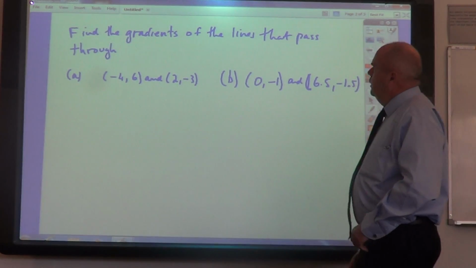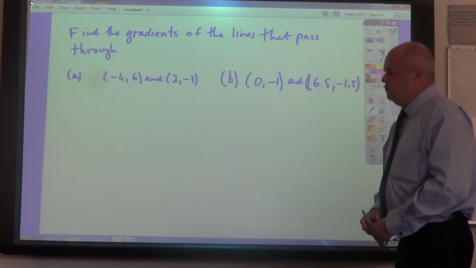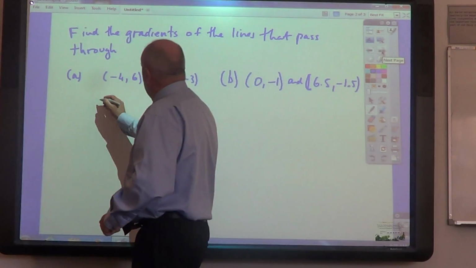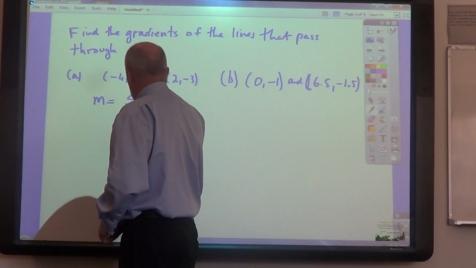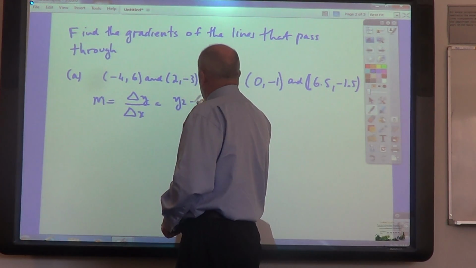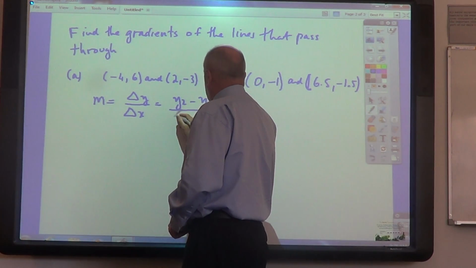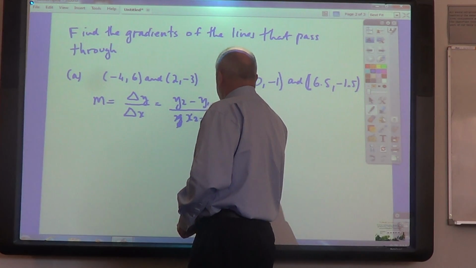Okay, moving on a bit. Find the gradients of the lines that pass through these 2 sets of coordinates. Well, again, I'm going to say the gradient is the difference in y values over the difference in x values. And it occurs to me that you're used to seeing this formula from year 9.